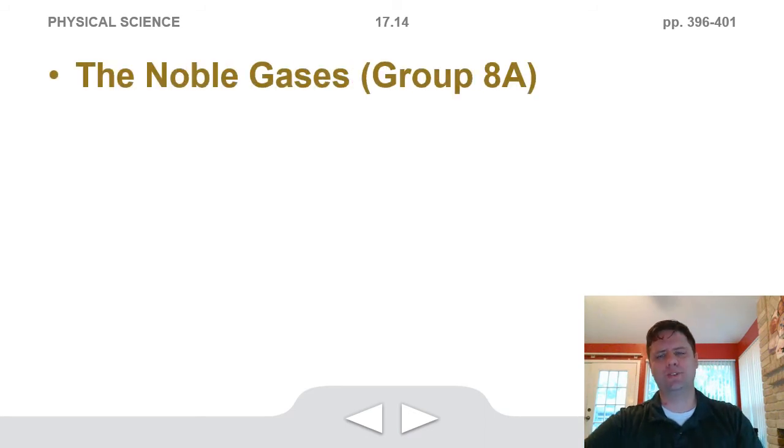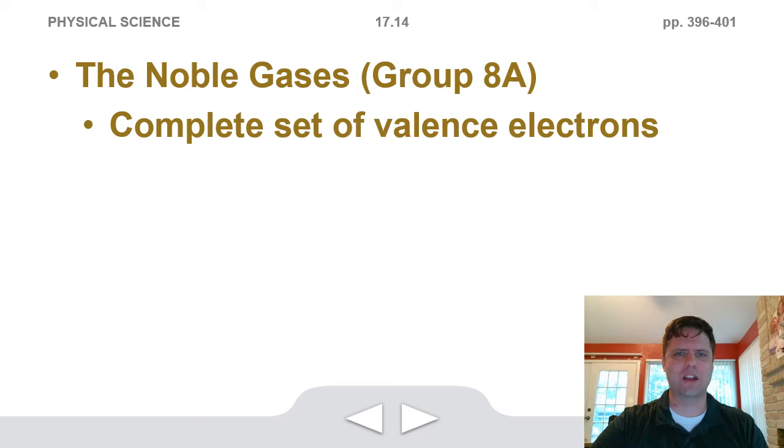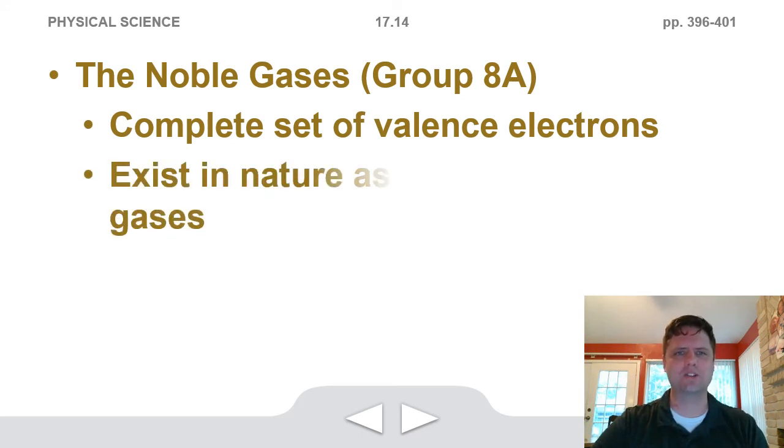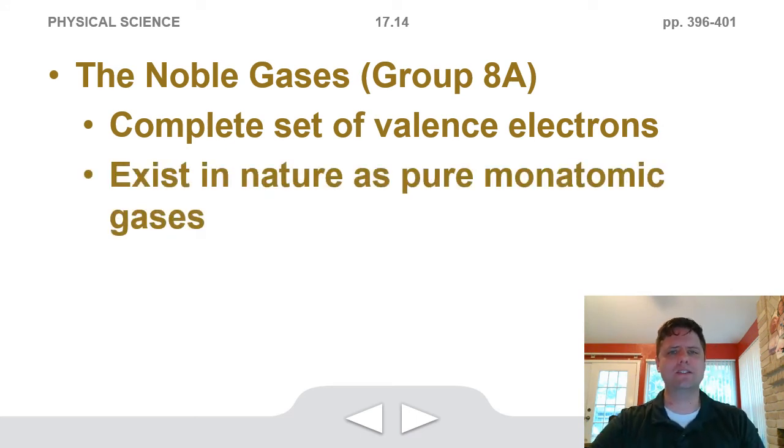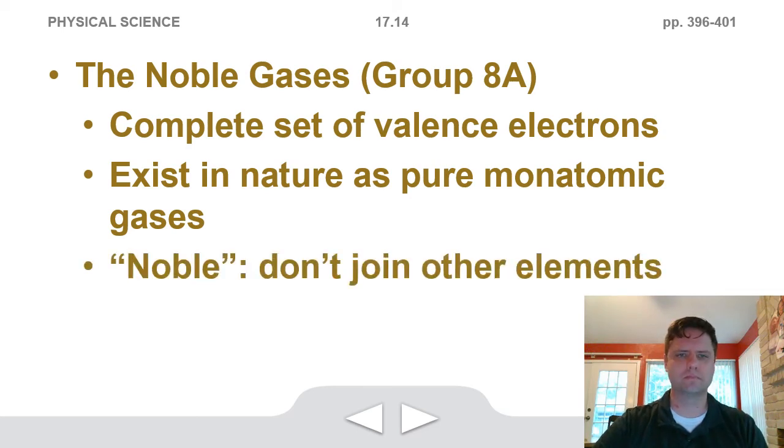The noble gases, these are group 8A. Remember, I just told you the octet rule of having 8 valence electrons. Well, the noble gases have 8 electrons, so they have a complete set of valence electrons, which means that they exist in nature as pure monatomic gases. They don't form bonds with themselves. They rarely form bonds with anything because they're very content already. They have a full outer shell of 8 electrons. They're noble. They don't join other elements.